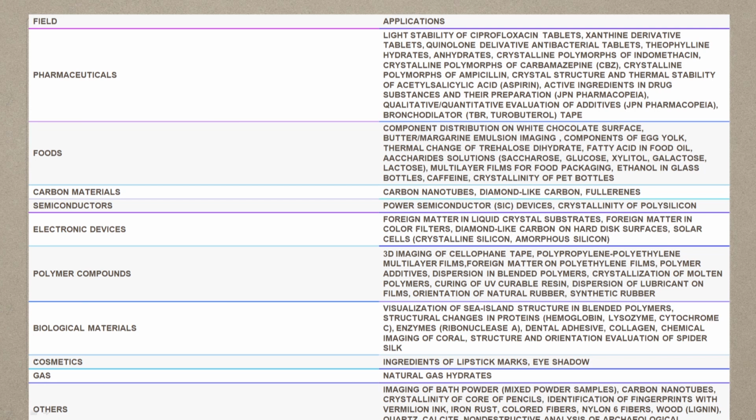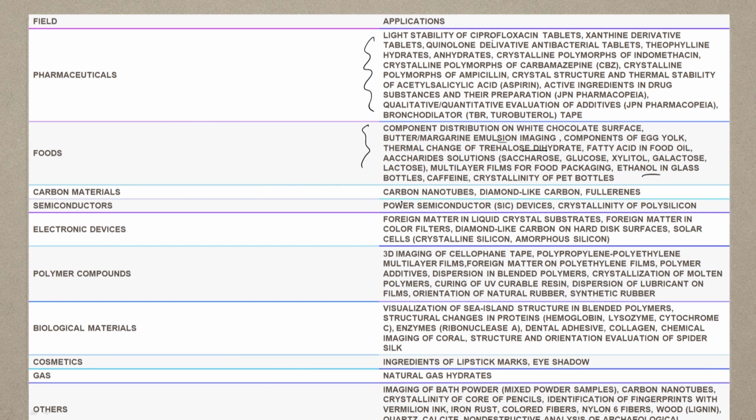If you look at the pharmaceutical industry, you will see light stability of ciprofloxacin tablets, xanthine derivative tablets, quinone derivative antibacterial tablets, theophylline hydrates, anhydrates, crystalline polymers, and so on. There is a wide array of applications. Similarly, in the food industry, chocolate surfaces, emulsion imaging, components of egg yolk, thermal changes in trehalose dehydrate, fatty acids and food oils, lactose, multilayer films for packaging, all these things are feasible.